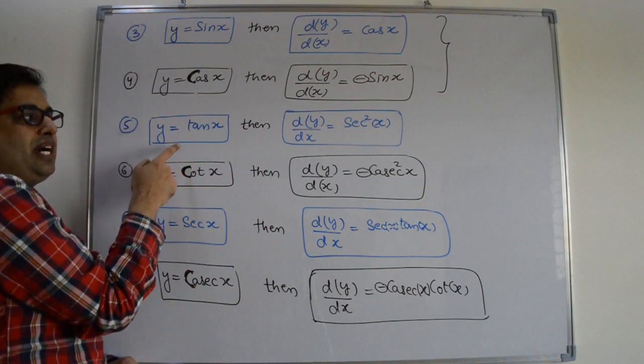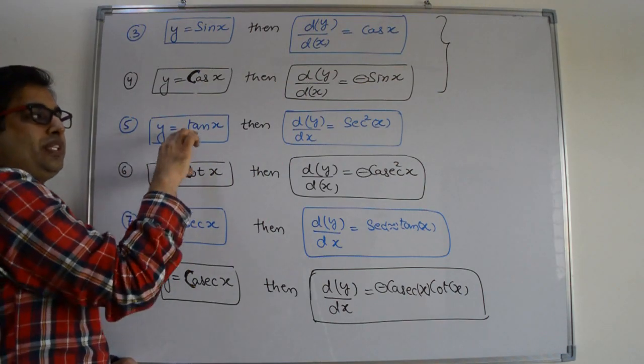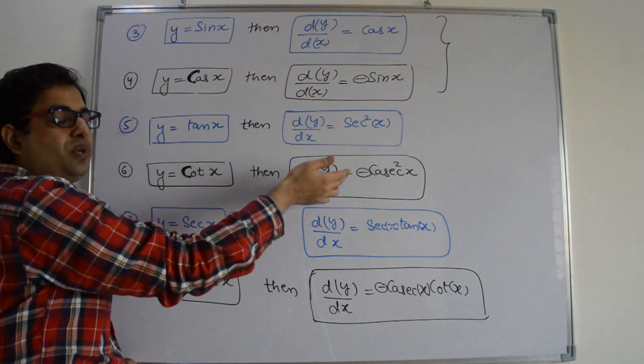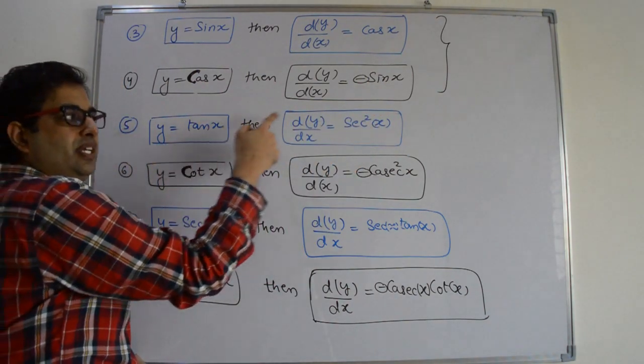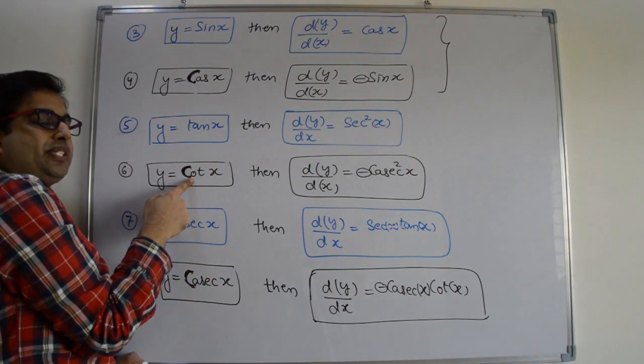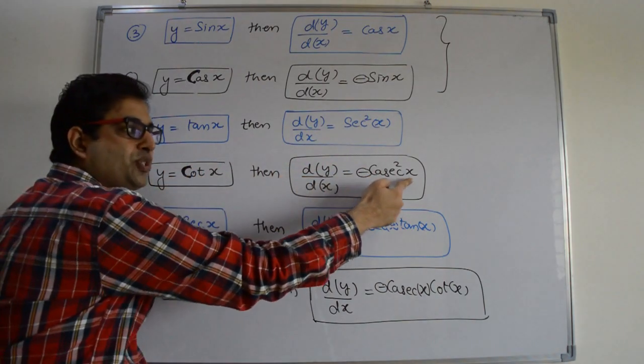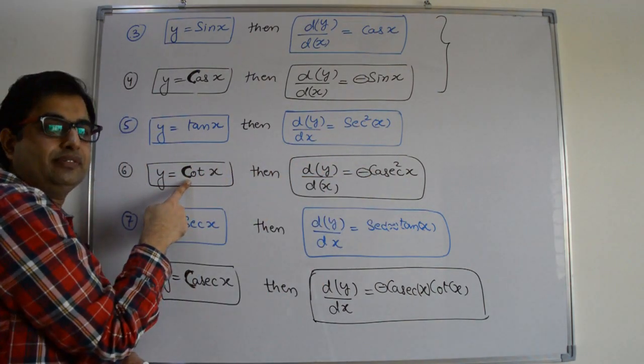Next is tan. Tan and cot are inverse of each other. So their differentiations are also similar in terms of square. Tan x differentiation is sec square x. Cot x differentiation is minus cosec square x because it is starting from C, right?